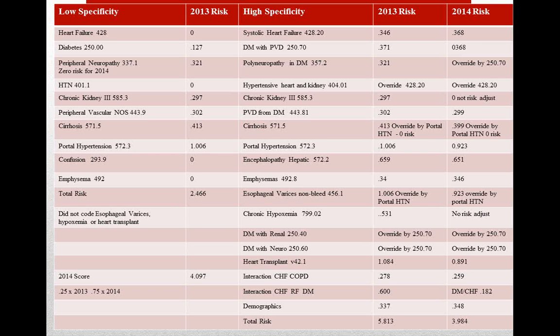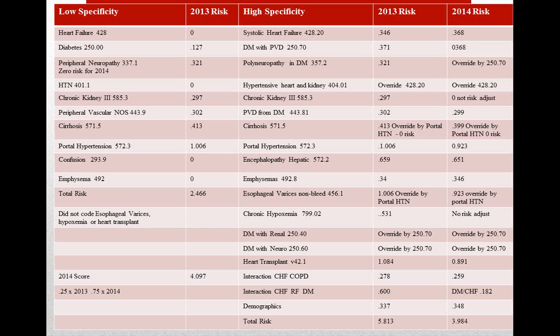However, in 2014, that's going to be overridden again by your 250.70 code because the diabetic codes, rather than being in 5 classes, are going to be in 3 classes, and they're going to override. But you still want to include them all. Hypertension, again, if you use the hypertensive heart and kidney disease, it's going to be overridden by your heart failure, but you want to be more specific, so you always want to use your specific code. And then the chronic kidney disease we've talked about will not risk adjust in 2014, but will risk adjust in 2013, so you want to include that.